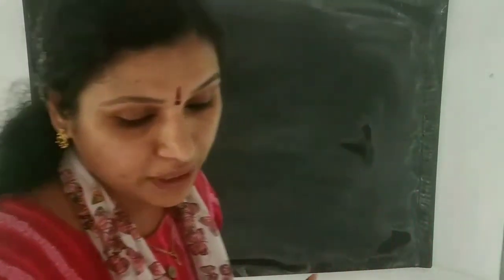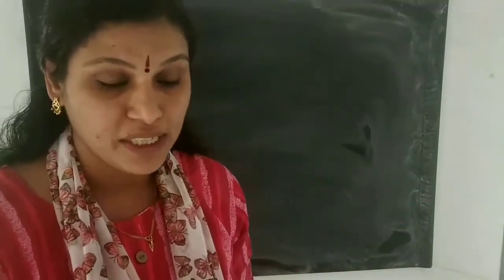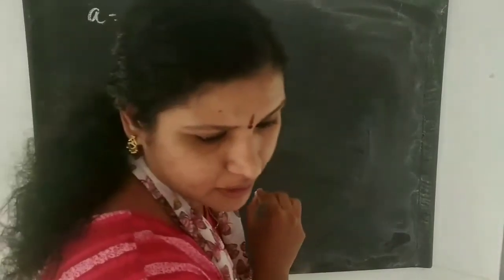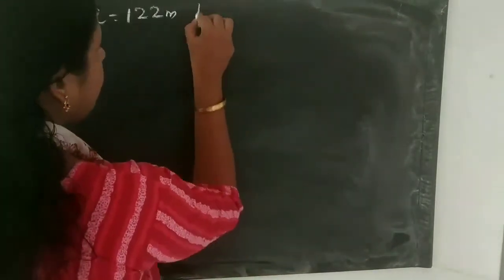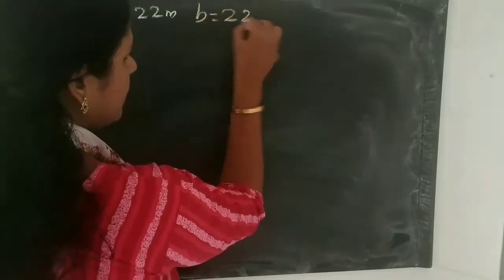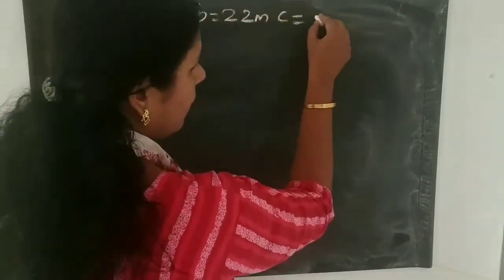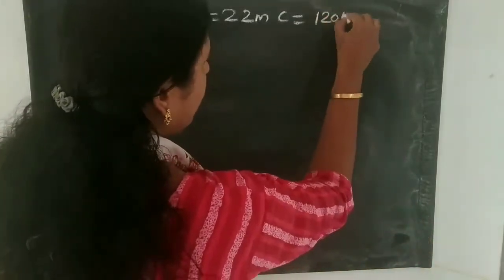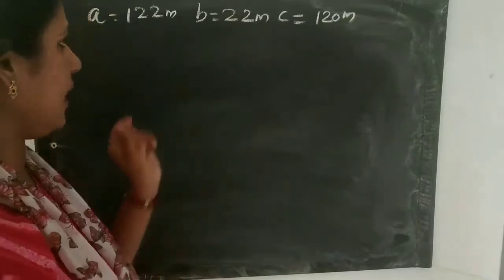Okay, so first we have to write the information given. The sides A, B, C are 122, 22 and 120. Let's first write A equal to 122 meter, then B equal to 22 meter and C equal to 120 meter. From this, first we have to find S.